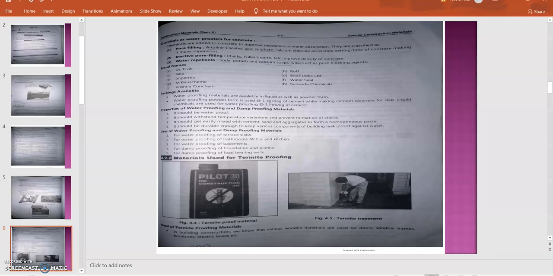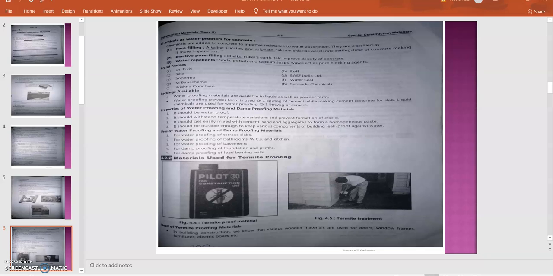Usually we are using soda and potash, which are normally used in household activities also. Then calcium soaps and waxes act as pore blocking agents. So these are the water repellents.